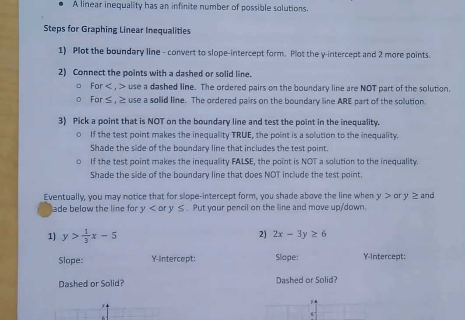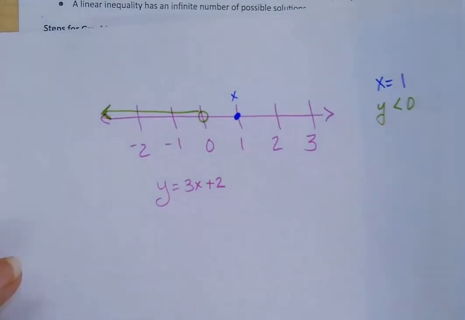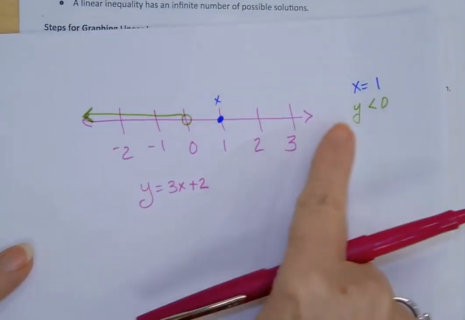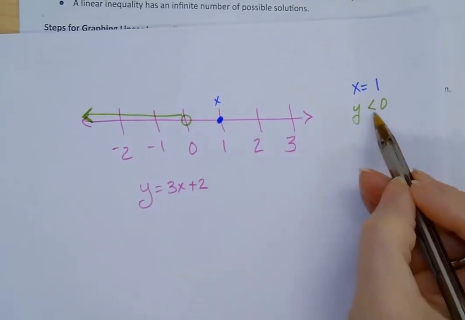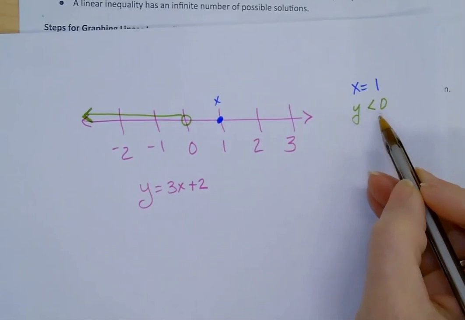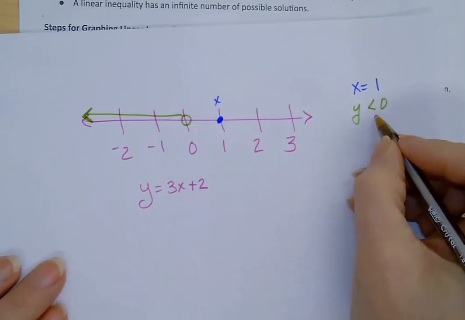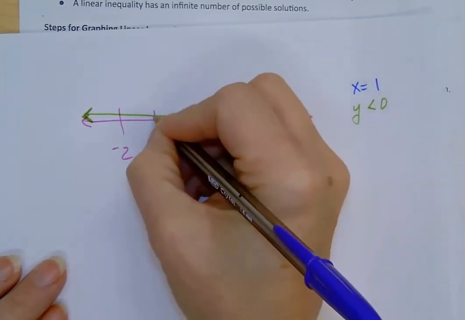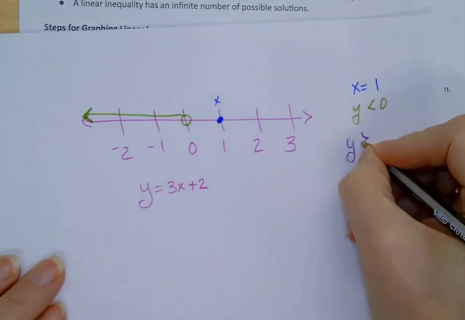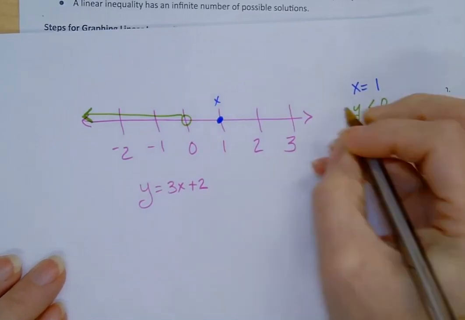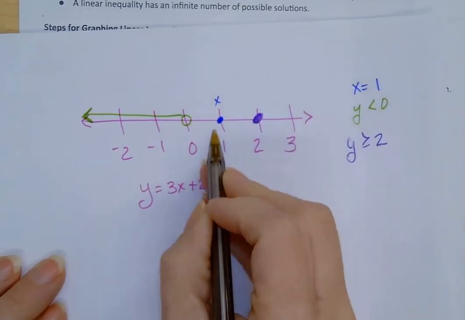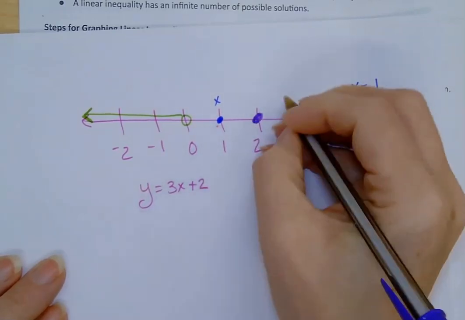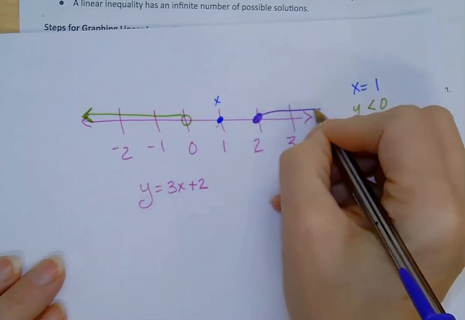If I come back to my inequality statement here, y is less than 0 ends up being an open circle because it can't include the 0. But if I wanted to say y is greater than or equal to 2, that would include the 2. So it could be equal to 2. That's why we use a solid circle. It could be equal to 2, but it also could be anything bigger than 2.